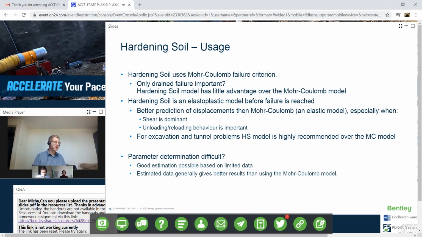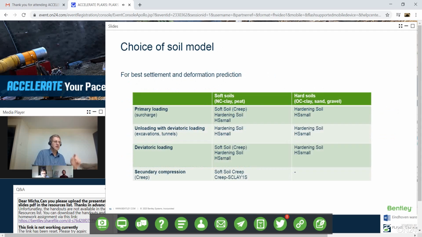Estimated data, of course, within the limits that you could expect. If you put in the hardening soil model for a soft clay a stiffness that feels more like a rock, then you will not get better results. But within reasonable limits, that is the case. So even if you don't have all the tests in great detail, using the hardening soil model may already give you an advantage. It may not give you the full advantage of the best results, but it will already be better than the Mohr-Coulomb model.